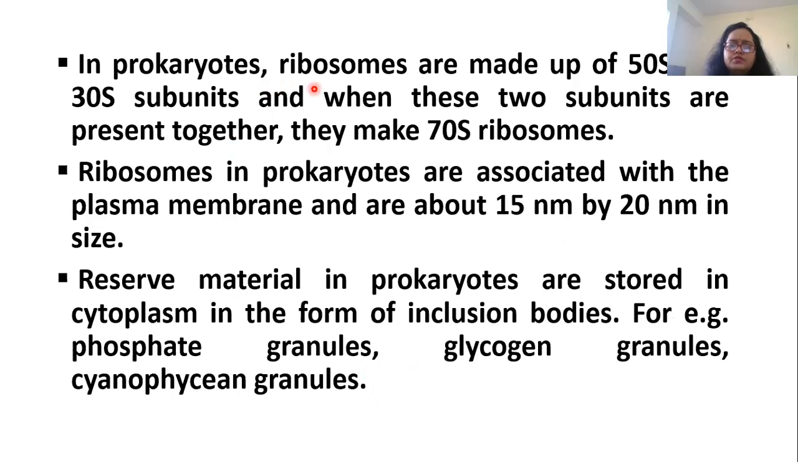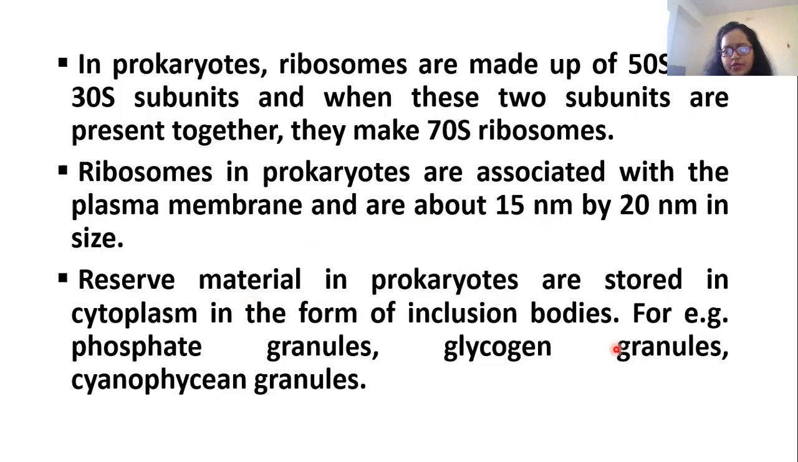Now in prokaryotes, ribosomes are made up of 50S and 30S subunits, and when these two subunits are present together, they make 70S ribosomes. Ribosomes in prokaryotes are associated with the plasma membrane and are about 15 nanometer by 20 nanometer in size.